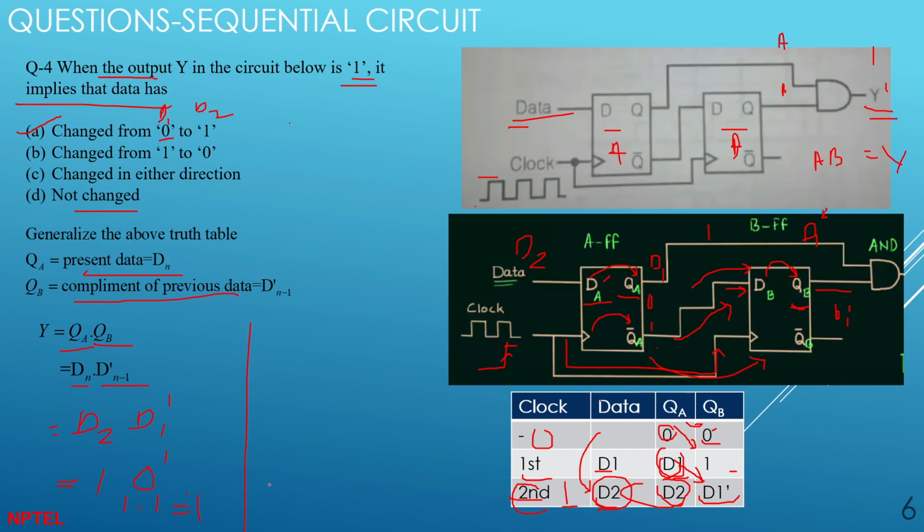Let's also check B. So D2 and this is D1. If you see, D1 here is 1, then the 1 complement, and then there is D2. D2 is 0.